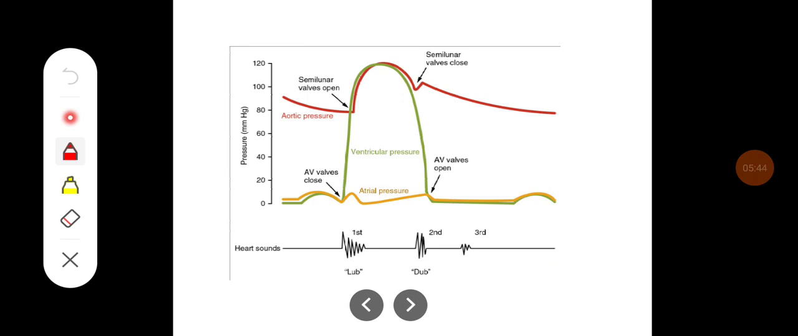This is another diagram showing the aortic pressure in the red line, the ventricular pressure in the green line, and the atrial pressure in the yellow line, which corresponds with a phonocardiogram. That is the occurrence of the first, second, and third heart sounds.